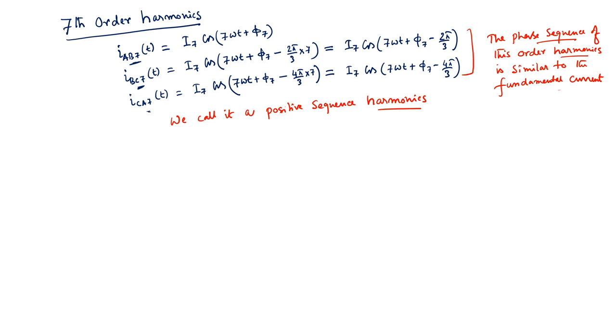Phase sequence means the order in which the phase currents or phase quantities are rotating. If we have three different phases named A, B and C, and if A rotates ahead of B and then B rotates ahead of C, then of course the phase sequence becomes A, B, C. Or it could be A, C, B as well, if the rotation is in the sequence of phase A, phase C and phase B. So, this is the concept of phase sequence.